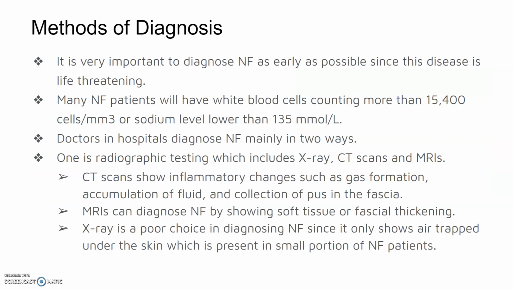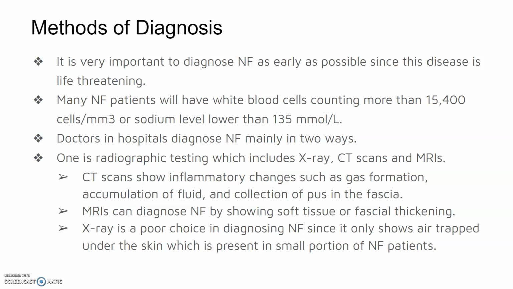So what are the methods of diagnosis for NF? It is very important to diagnose NF as early as possible since this disease is very life-threatening. Many NF patients will have a very high white blood cell count and lower than normal sodium levels. Doctors in hospitals diagnose NF mainly in two ways. One of them is using X-rays, and the other is CT scans and MRIs.